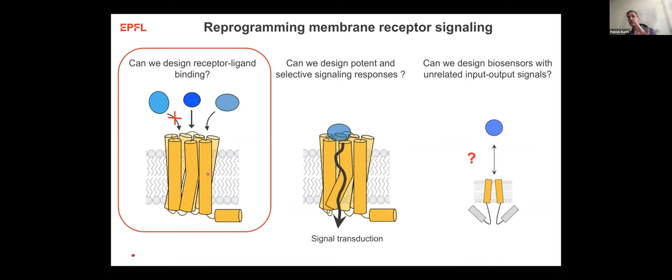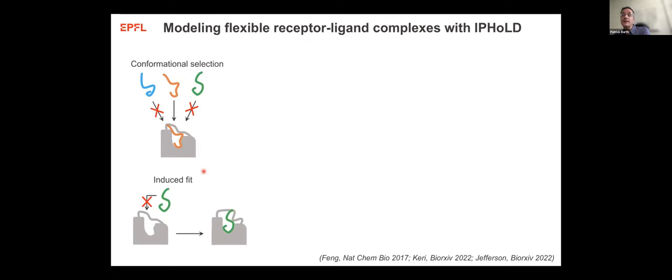The second challenge is that despite tremendous progress in structural determination of membrane proteins, we still have many ligand-bound receptors that have not been characterized. So somehow we had to come up with a technique to model flexible receptor ligand complexes. When we think about binding between two flexible molecules, we think about two completely opposite scenarios, either conformational selection or induced fit. In the conformational selection scenario, for example, the ligand conformation that fits best to the rest of the binding site would be selected from the ensemble of possible ligand conformations that the ligand can adopt in solution.